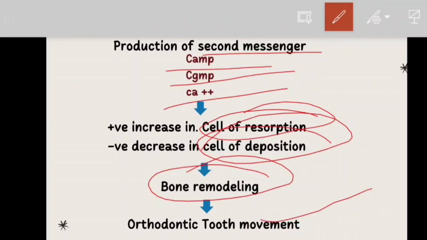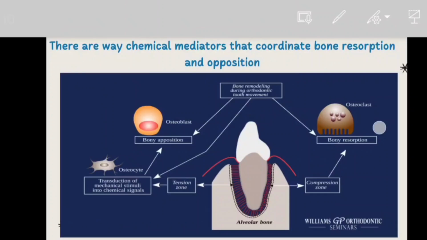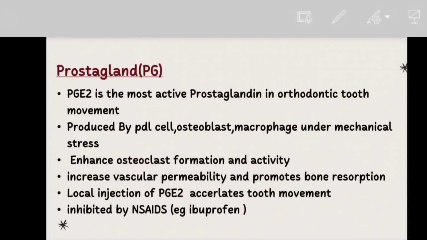Okay. So there are chemical mediators that coordinate bone resorption and apposition. Today students, tooth movement requires two processes, that is bone resorption and bone apposition. These processes are controlled by different chemical mediators. Today we will study them one by one. So the first one is prostaglandin, most important point.